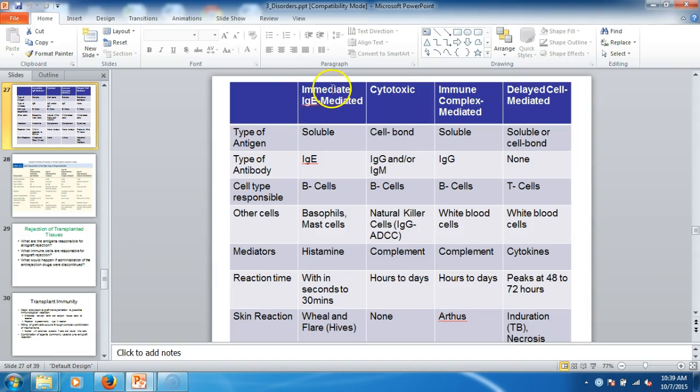So we'll talk about immediate IgE mediated. And in this title, it tells you a lot about what's going on, right? Especially for that one. Immune complex. Do you guys remember what I said an immune complex is? It's antigen and antibody, right? When you have that binding, you have that cross-linking that's happening. That's what we mean by an immune complex.